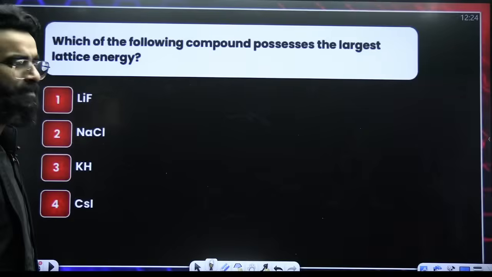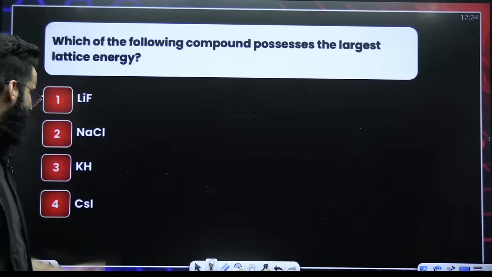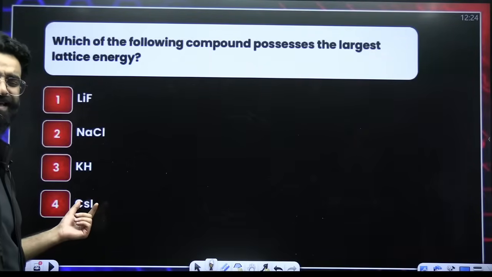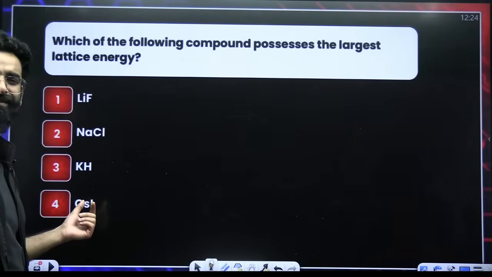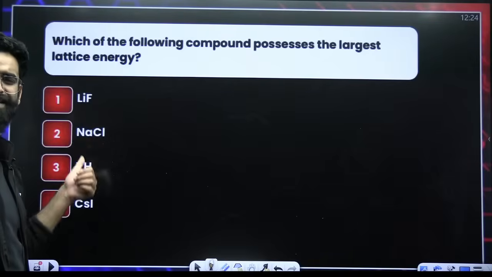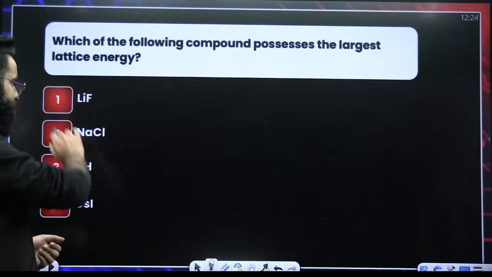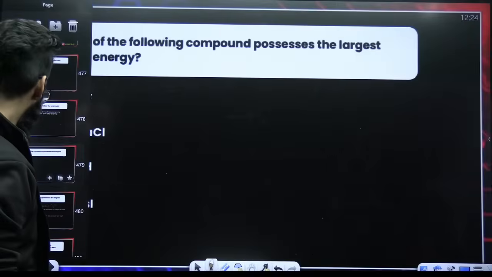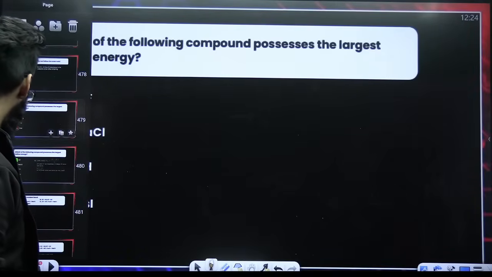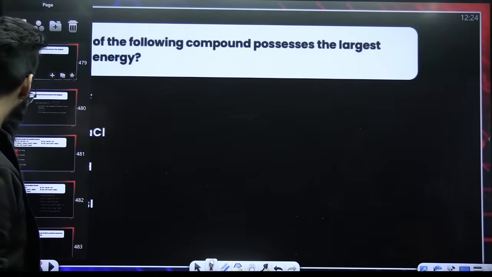Which of the following compound possesses the highest lattice energy? Charge everywhere is same. Talk in terms of size. Lesser the size, more the lattice energy. Li positive has got least size among all these cations. Maximum lattice energy. Option 1.